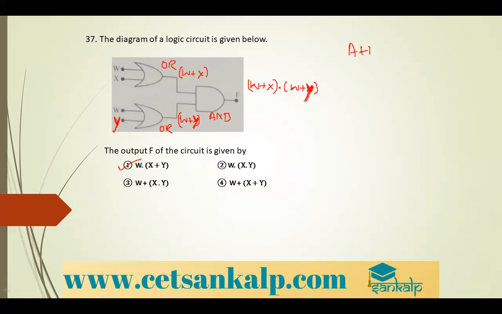a plus b into c is nothing but a plus b into dot a plus c. ಇದೇ ಕಾಂಬಿನೇಷನ್ ಇದು. Instead of a you have w plus x into w plus y is nothing but w plus w. Okay, so w dot x plus y ಅಲ್ವಾ.